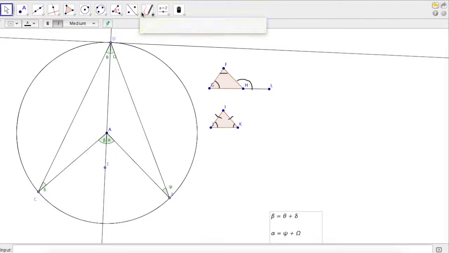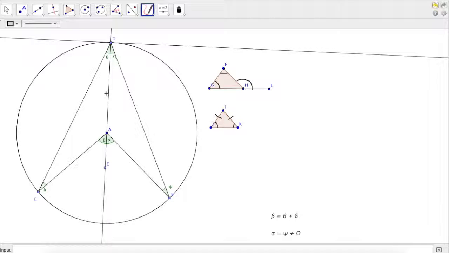If we look at line AD, line AB, and line AC, all three of them are radii of the circle, so that means that all of them have the same length. So triangle ACD is a triangle that has two sides that are equal to each other, so it's an isosceles triangle. With an isosceles triangle, we said that the base angles are equal to each other. So we are saying that delta is equal to theta.